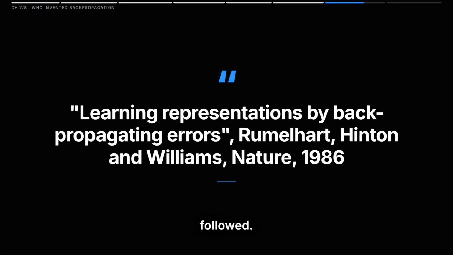Rapid applications followed. NETtalk in 1987 trained a network to convert English text to phonemes. ALVINN in 1989 learned to steer a vehicle from sensor data. LeCun and colleagues in 1989 recognized handwritten ZIP code digits. Together, these three applications demonstrated backpropagation's practical reach across language, control, and vision.